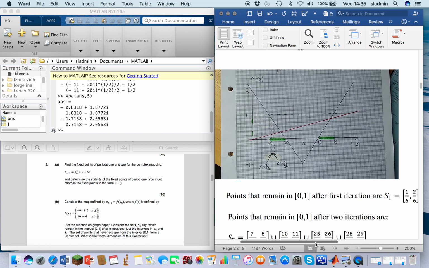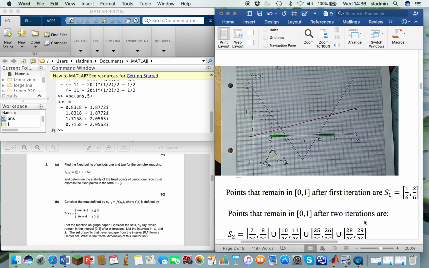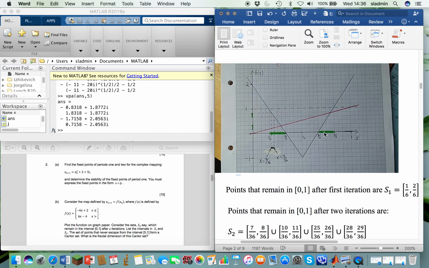Now to find the points that remain after 2 iterations, what we do is we take these regions, the 1/6 to 2/6 and the 4/6 to 5/6, and we put them on this y-axis. And then we read across here, and the corresponding x values will give us these values here, which are the bounding regions after 2 iterations. So for example, if we look at this upper green region here for the first branch, when we read across for the green region, that will map into the x region. X goes from 7/36 up to 8/36.